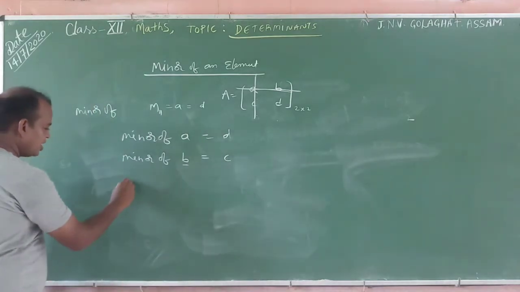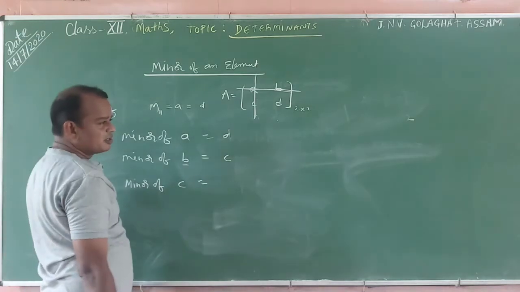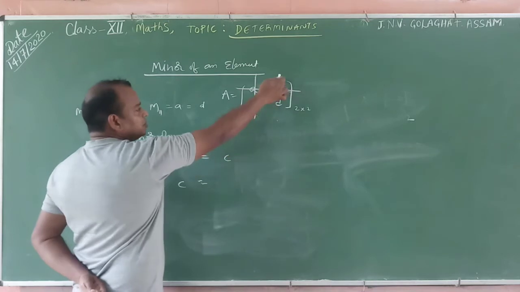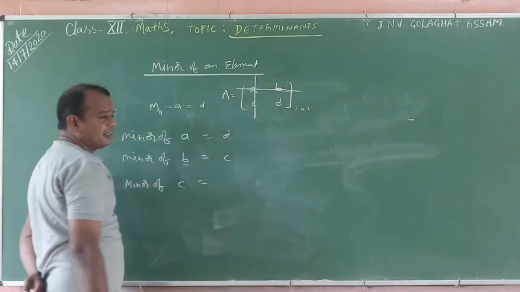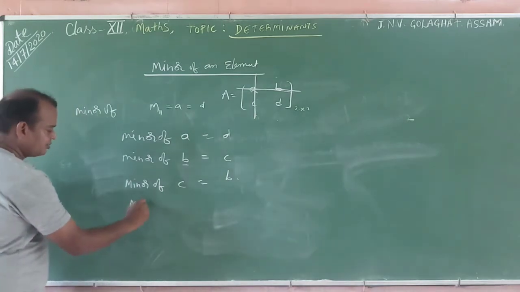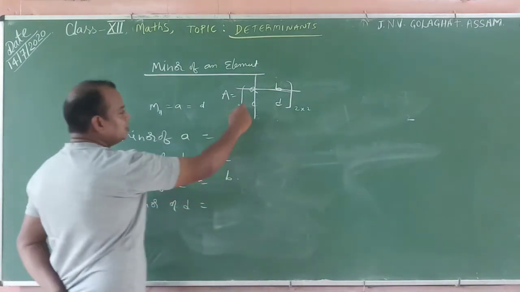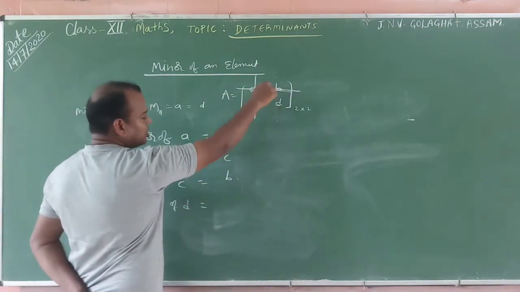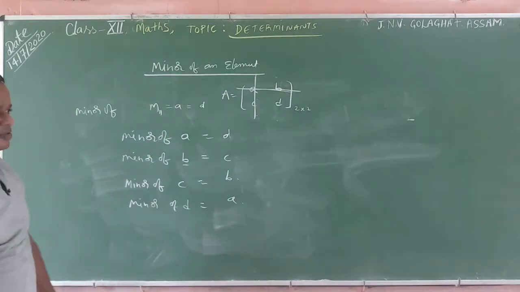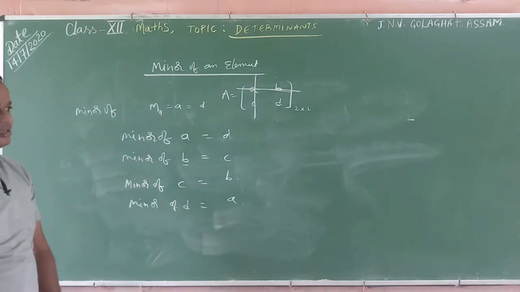Next one is minor of C. Same process: delete the row and column, and the determinant of the obtained matrix is equal to B. Minor of D is obtained by deleting this row and this column, and the remainder is equal to A. That means every element in a square matrix has a minor.